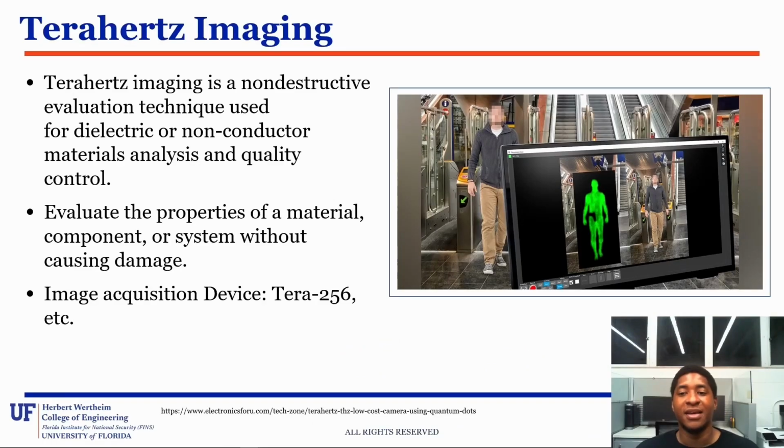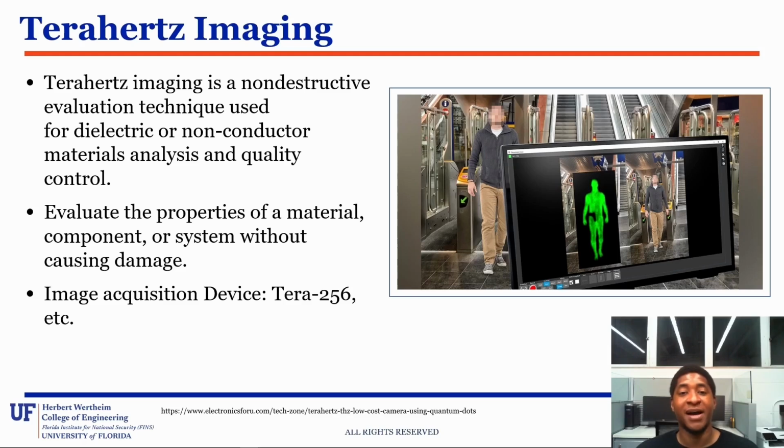Terahertz imaging is a non-destructive evaluation technique which uses terahertz frequency range to assess objects. Terahertz generally falls between microwave and infrared, and it allows for the retrieval of information about electric and non-conductive materials. It has really diverse applications, especially in assessing the properties of materials without altering their structure. Unlike other imaging methods, it can actually penetrate non-metallic materials and provide detailed information about their composition.